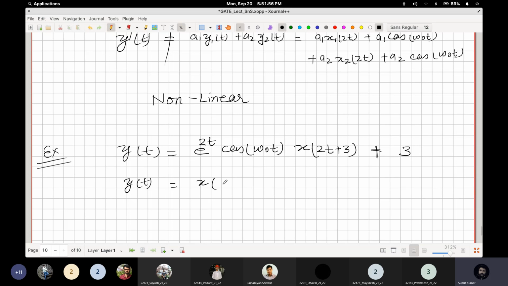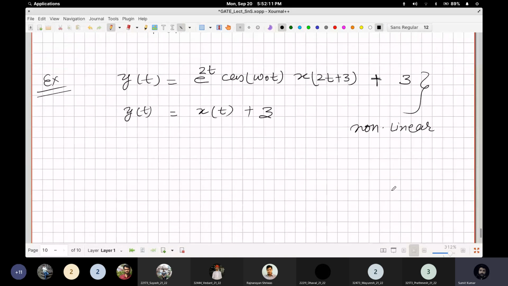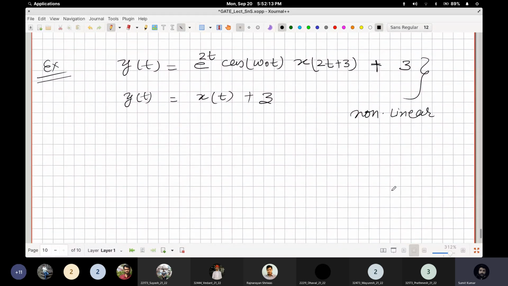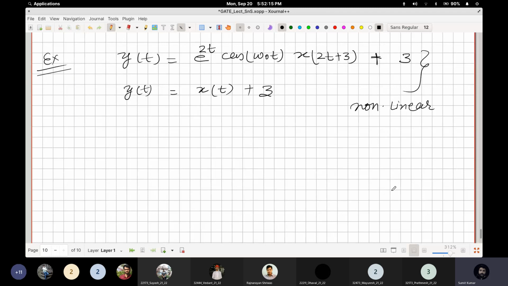So you have x of t plus 3. This is also going to be non-linear, isn't it? So both of these are non-linear. Is that clear to everyone? Is it clear to everyone? Yes, sir. Okay.